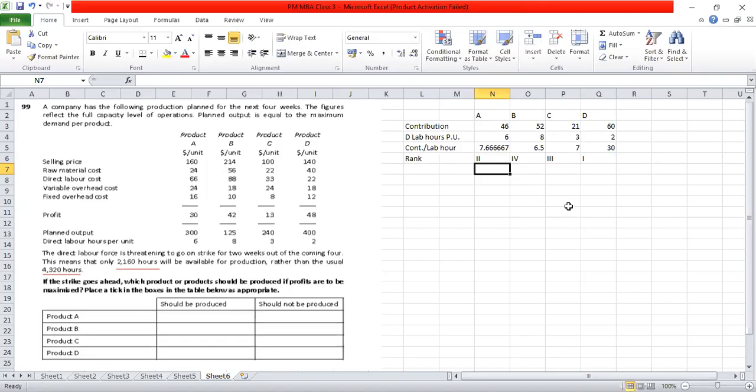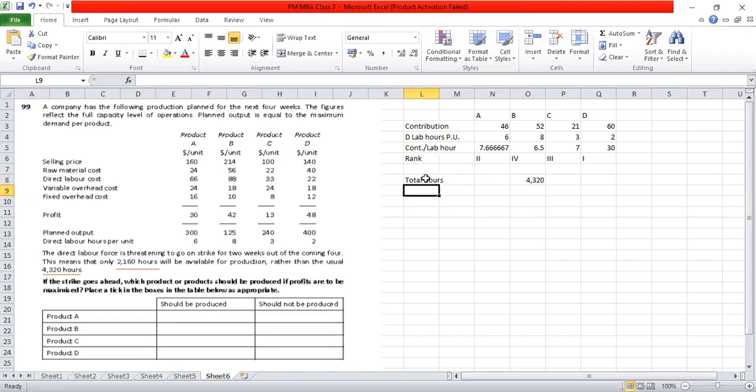Which ones should be produced? Ranking is done. How many hours are available? Only 4,320 hours are available. So total hours availability, let's put it as 4,320 hours. Okay, fine. First one is product D. D will be produced. D is most profitable according to contribution margin per unit of limiting factor. We see that D is more profitable.